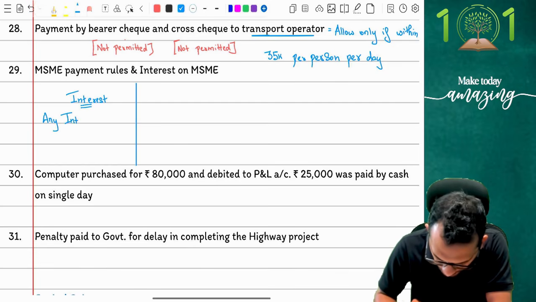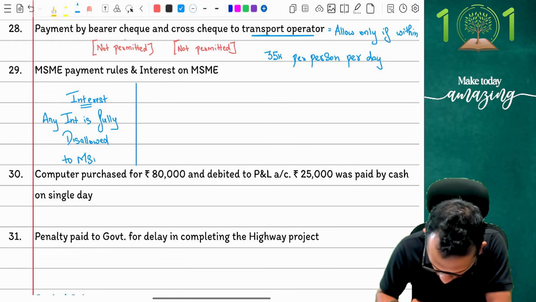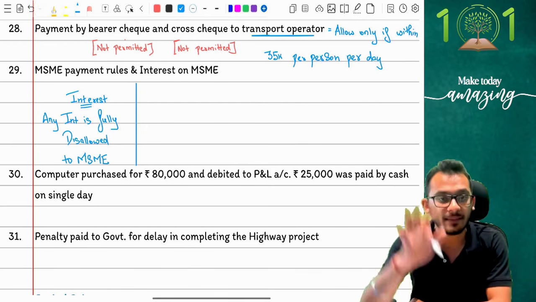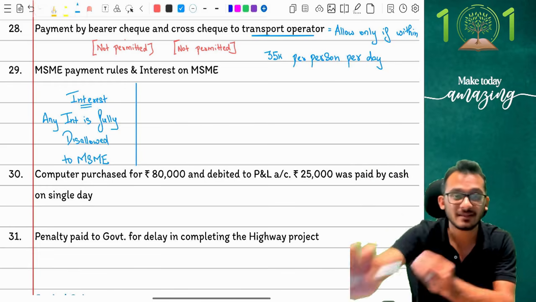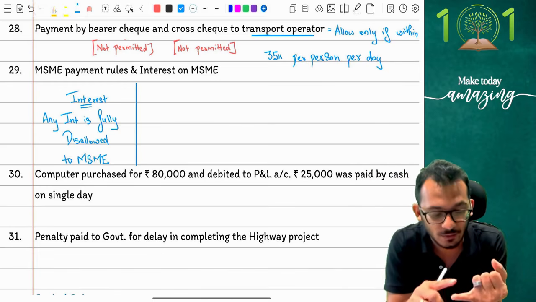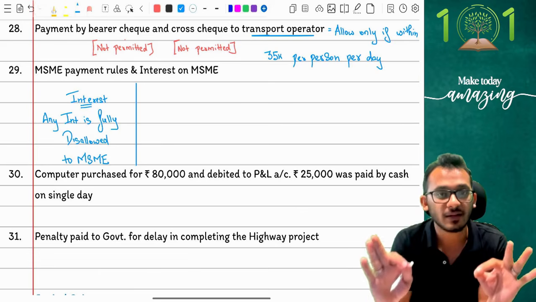any interest is fully disallowed. Income tax has basically come and said, my dear child, when it is a payment of interest, I don't care. Interest paid to micro, small, medium, does not matter. Every single thing is disallowed, and that's what the condition is.